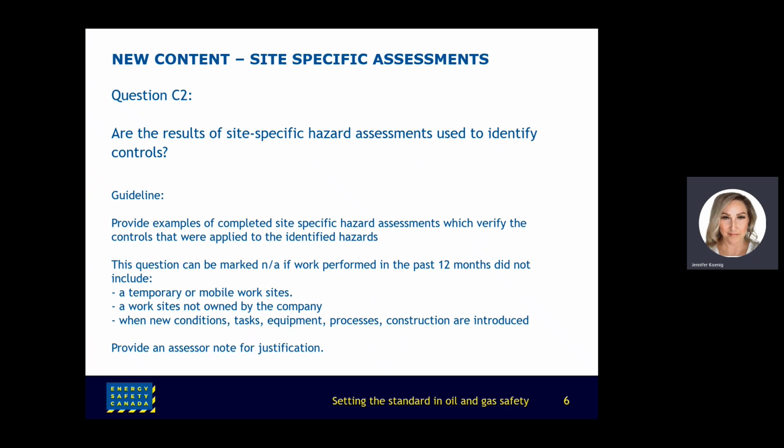Question C2. Are the results of site-specific hazard assessments used to identify controls? As mentioned in the previous slide, examples of completed documentation could include site-specific hazard assessments, field-level hazard assessments, job safety analysis, job hazard analysis, or field-level risk assessments that verify that controls were put in place to mitigate the identified hazards. This question may be marked NA if work performed in the past 12 months did not include a temporary or mobile work site, a work site not owned by the company, or if no new conditions, tasks, equipment, processes, or construction were introduced.